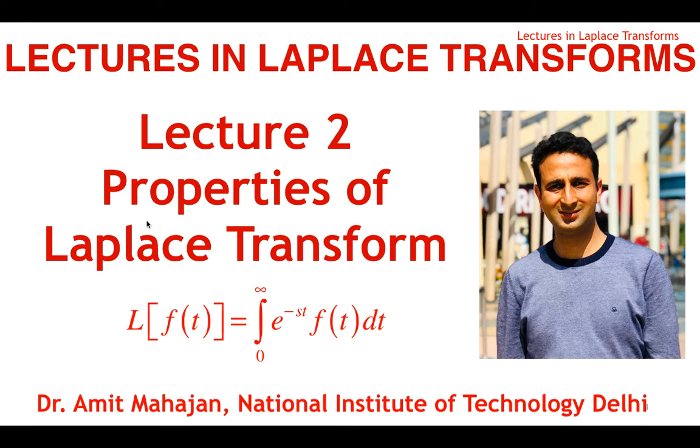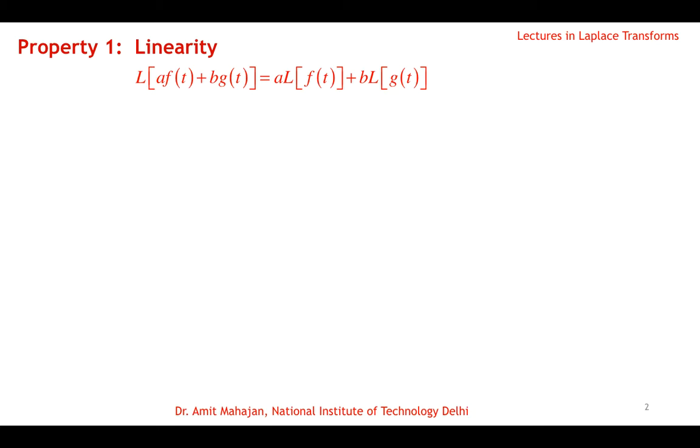Once you remember these properties along with those elementary results, then you can find the Laplace of most of the functions for which the Laplace actually exists. Okay, so we are going to discuss 7 properties today, and the first property is the linearity, and it says that Laplace of a times function f(t) plus b times function g(t) is equal to a times Laplace of f(t) plus b times Laplace of g(t).